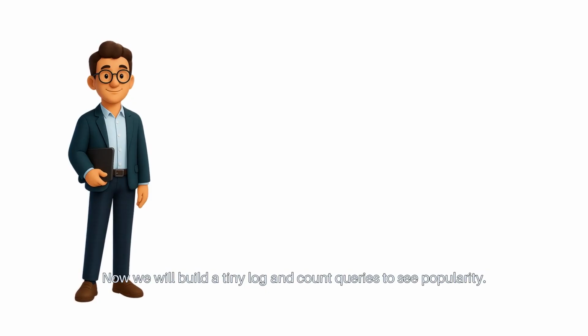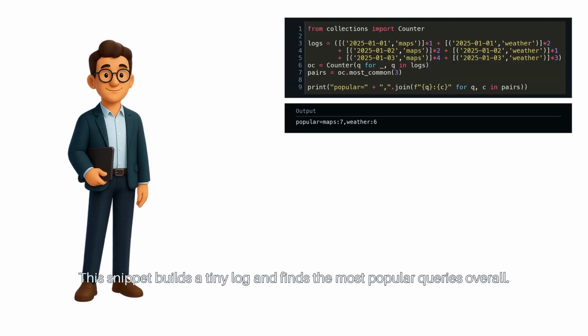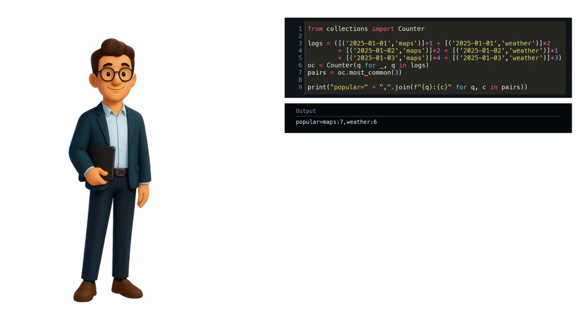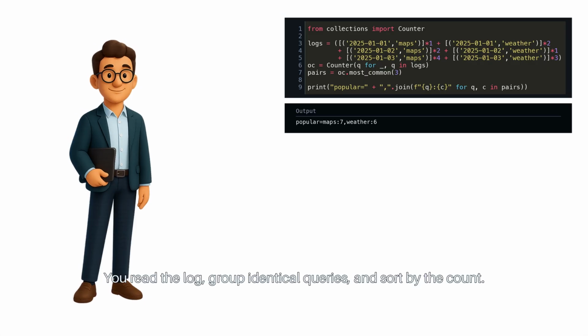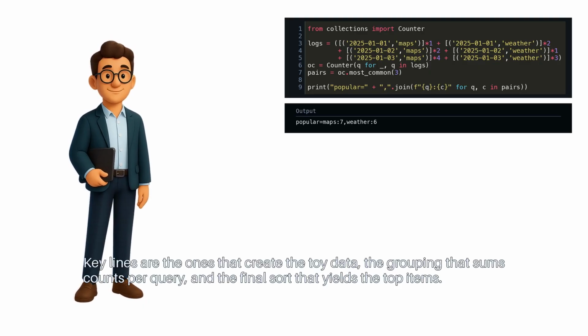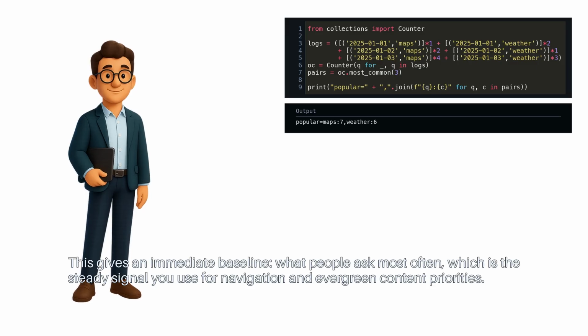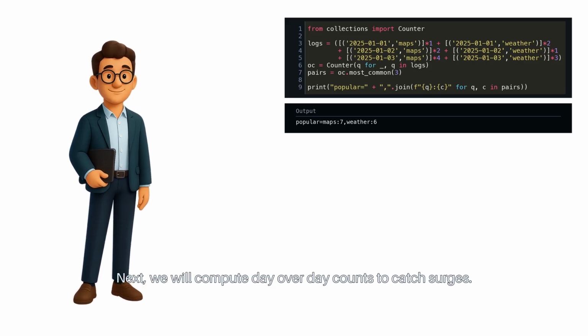Now we will build a tiny log and count queries to see popularity. This snippet builds a tiny log and finds the most popular queries overall. It creates a tiny event log with timestamps and query texts, and shows how to aggregate by query text to count occurrences. The core idea is simple. You read the log, group identical queries, and sort by the count. The key lines are the ones that create the toy data, the grouping that sums counts per query, and the final sort that yields the top items. This gives an immediate baseline, what people ask most often, which is the steady signal you use for navigation and evergreen content priorities.